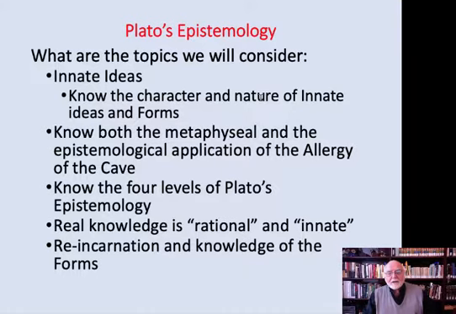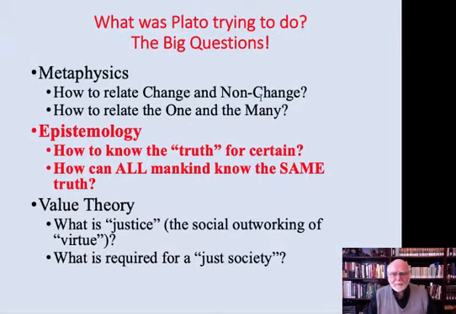And we're going to look at the allegory of the cave and then try to look at the various levels of epistemology. There are 4 of them, and we'll talk about those. So you can see the other items we'll cover on the way to help us in this process.